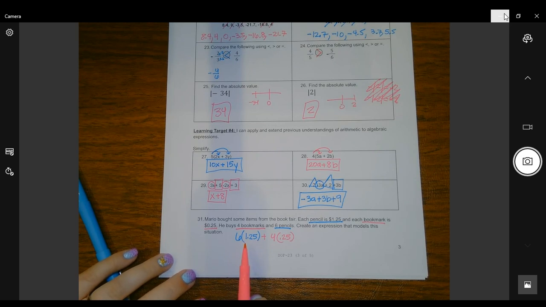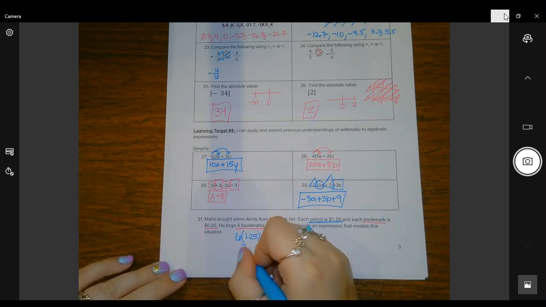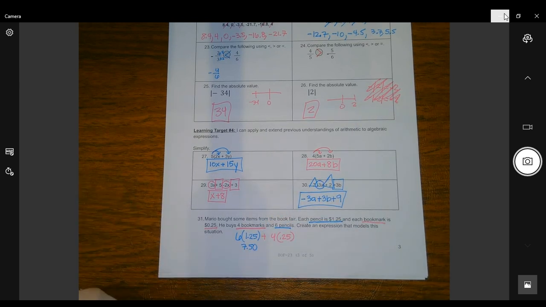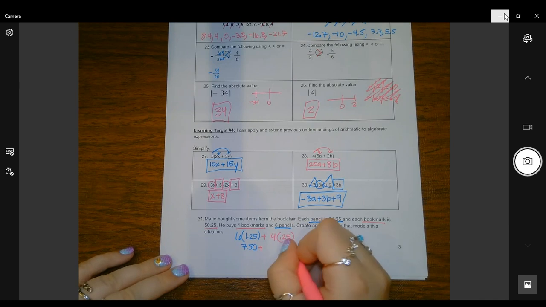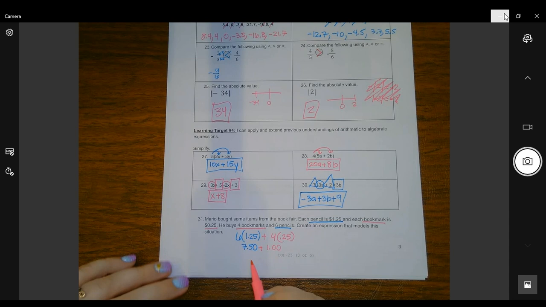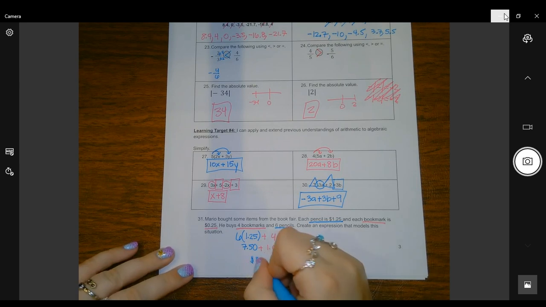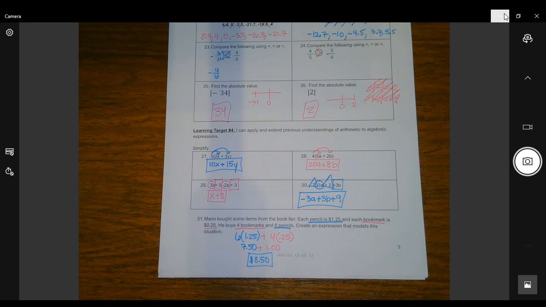Well, what is 6 times $1.25? That's $7.50. That's how much he spent on pencils. And what's 4 times 25? Well, that's $1. So that's how much he spent on bookmarks. That's another expression. I technically can add those. So $7.50 plus $1 means he spent $8.50 in all. So if they wanted the final answer and they said, how much money did he spend in all? That's the only right answer, $8.50.